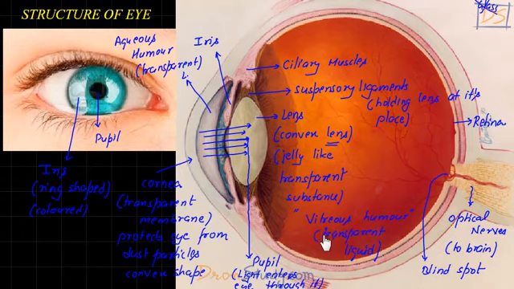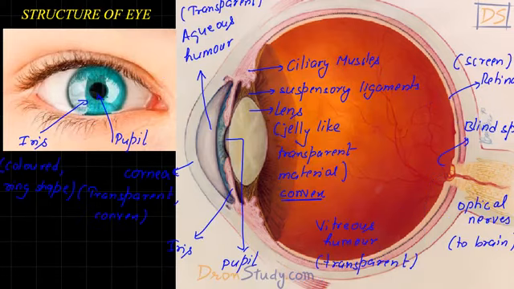So students, why are these liquids transparent? We will see later in this chapter that light rays will travel inside the eye. Light rays can travel only if these things are transparent, right? If these things were not transparent, how would light travel inside the eye? So fine students, this was all about the structure of the eye.